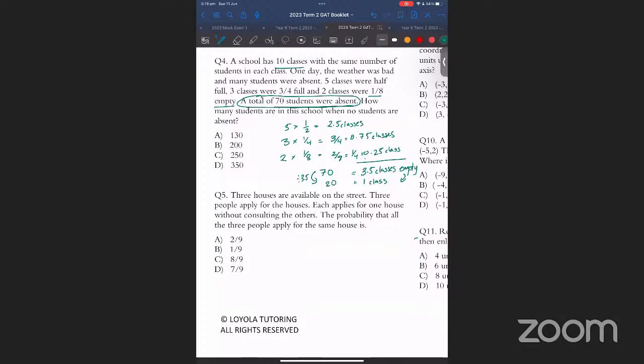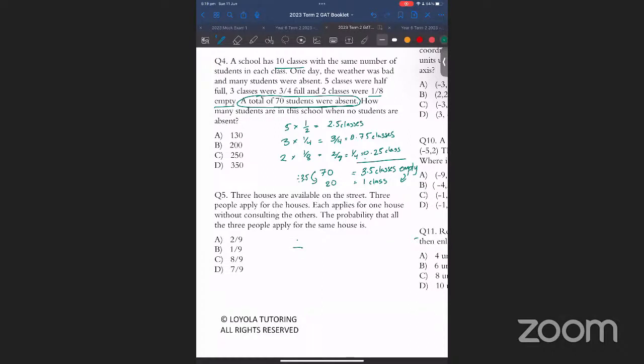Now, question number 5, it's probability, but it's a bit more challenging. The reason is you kind of have to think outside the box, because it's a question that tricks you. It says that there are 3 houses available on a street. 3 people apply for the houses. Each applies for one house without consulting the other. The probability that all 3 apply for the same house is equal to what?